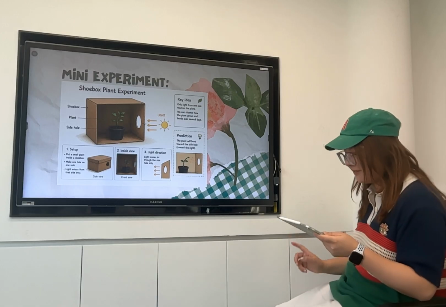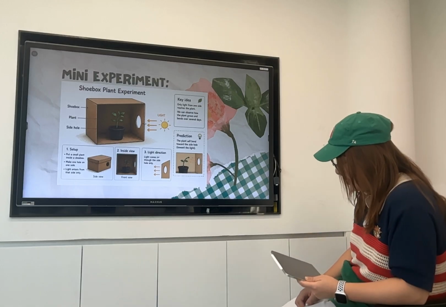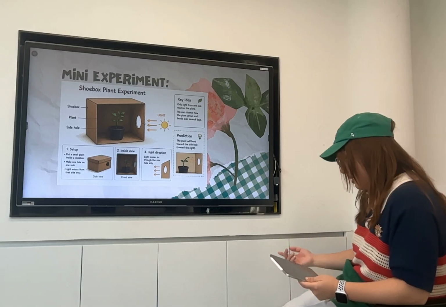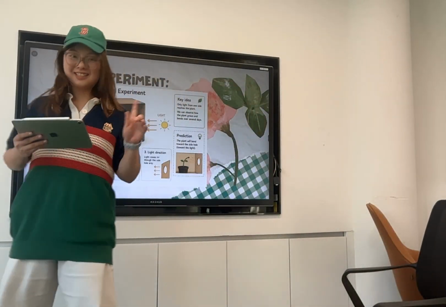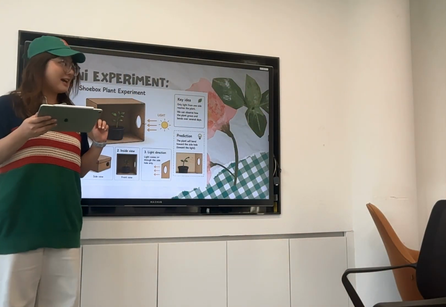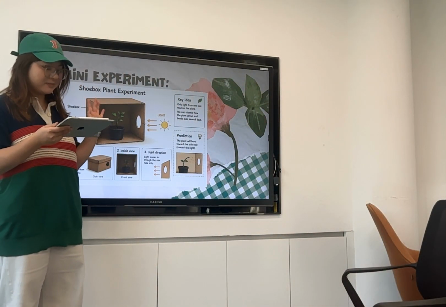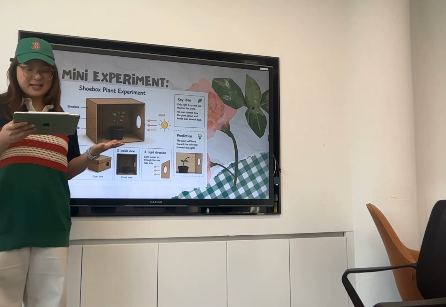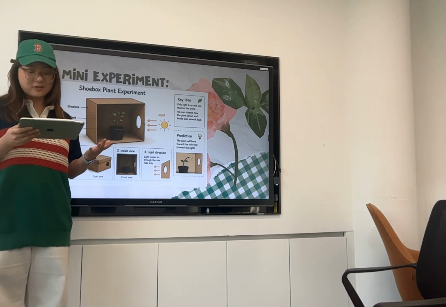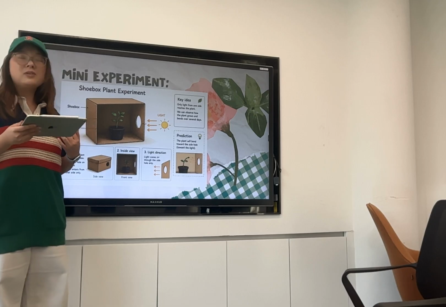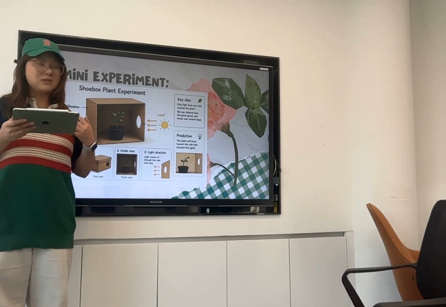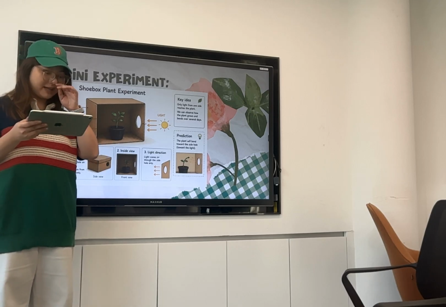This sounds like a very easy experiment. Do we need expensive equipment? No, that is a nice part of this experiment. We only need a small plant, a box, and a light source or sunlight. The important thing is to control the direction of light.